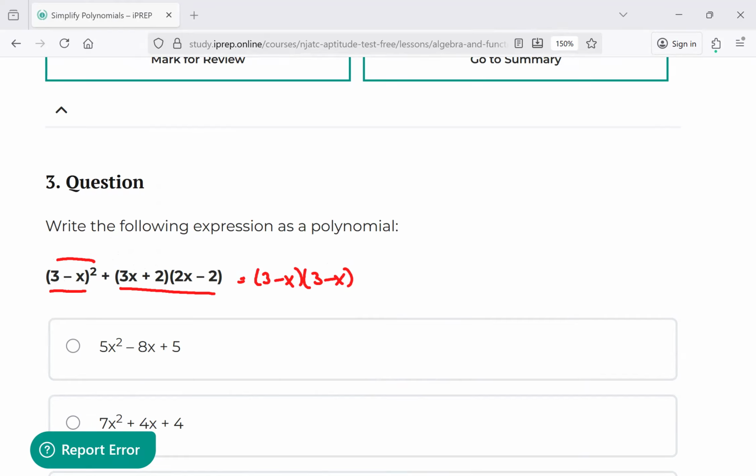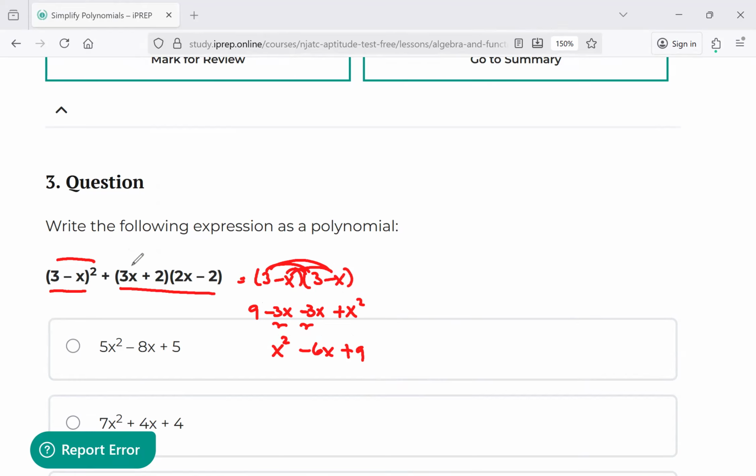You could do the long way. You could FOIL it out, collect like terms. So if you do it the long way, 3 times 3 is 9. 3 times negative x is negative 3x. Negative x times 3 is negative 3x. And then negative x times negative x is positive x squared. So when you clean that up, that'd be x squared, negative 3x and negative 3x is negative 6x, plus 9. Okay, so that was all that for that work.